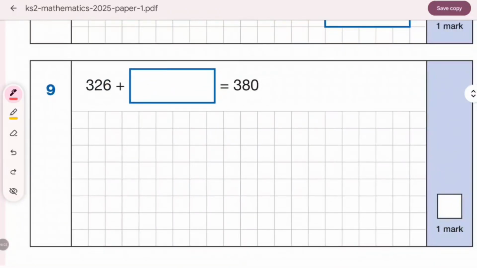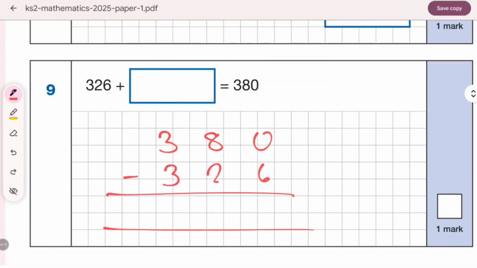Now, in 326, what should we add to make it 380? The easiest way for solving these questions is we just need to find the difference from the higher number to the lower number. So, when we find the difference, 0 minus 6 will not be possible. So we'll take a borrow from 8. So yes, 8 will now become 7 and the next number will become 10. So 10 minus 6 will give us 4. 7 minus 2 will give us 5 and 3 minus 3 will be nothing. So in this way, we will get the correct answer for this question as 54.